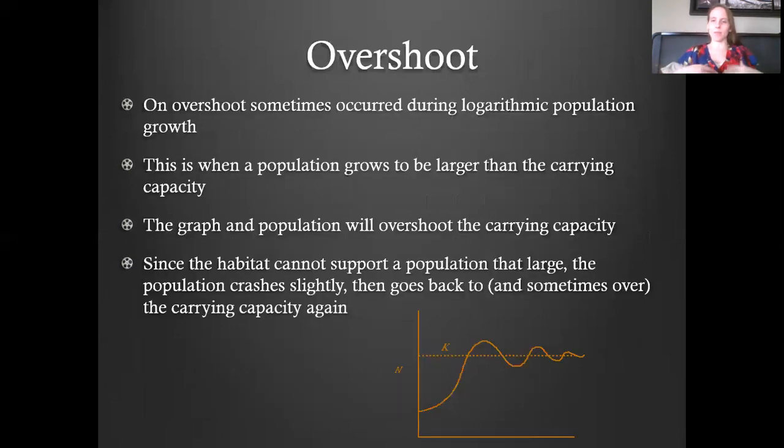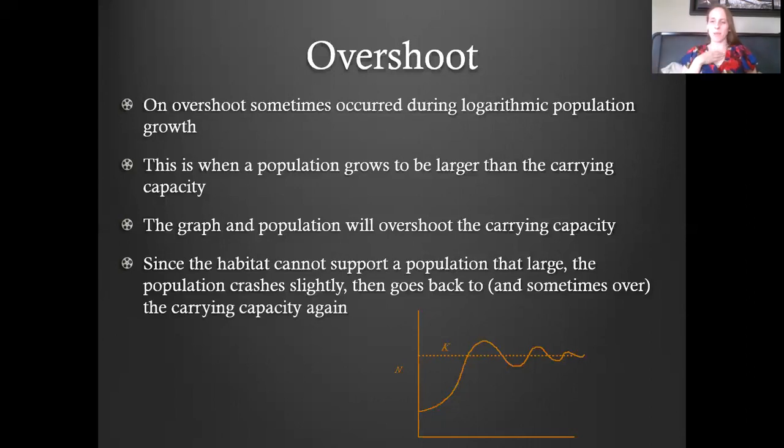There can be what's called an overshoot in a logarithmic population model, where the population does go above carrying capacity for a short period of time. But then obviously that can't be sustained. There's not enough resources for that many individuals to survive in the population. And so it'll come back down again, and it might actually undershoot and take a while to level off right at carrying capacity.